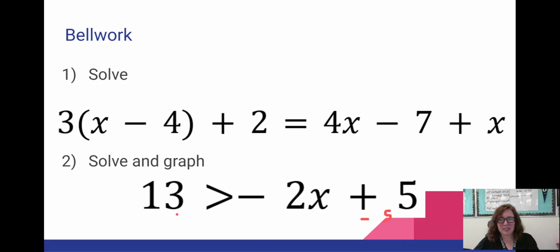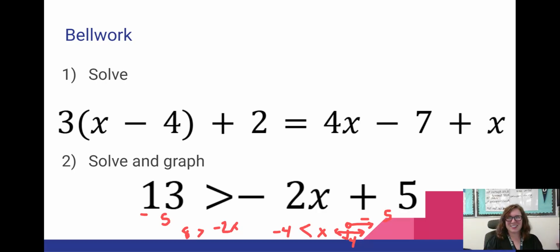Subtract 5 on both sides. 13, 12, 11, 10, 9, 8 is greater than negative 2x. Divide both sides by negative 2 to get negative 4 and an x, but because we divided by a negative on both sides, we have to flip the direction of the inequality sign. And then we can graph it at a negative 4, open circle. If negative 4 is less than x, that means x is bigger than negative 4. So that's our bell work.